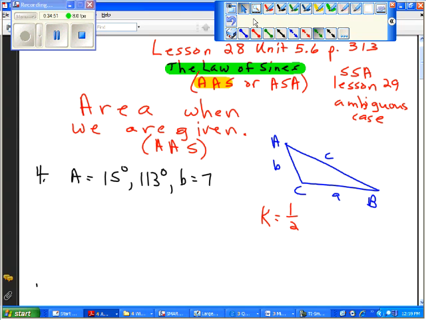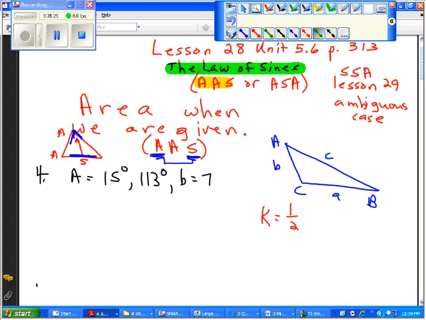Now, here's the deal. I want to draw a triangle here and show you so you can see. If this is angle, and this is angle, and this is side, do you notice that this is the side opposite that angle? You notice that? That's going to happen every time. So this angle and this side are going to be opposite each other. You see that?